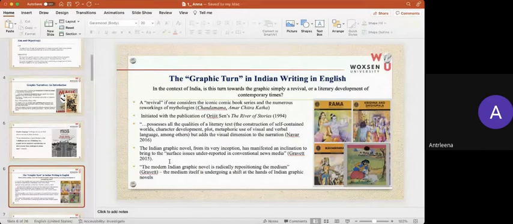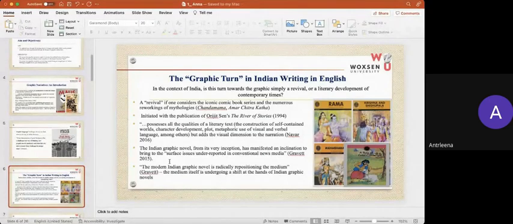Hello. Okay, so yes, ma'am. I was wondering if any student wants to interact and say whether this graphic turn in Indian writing in English is a revival or a literary development of contemporary times. Okay, I'll talk. No problem.